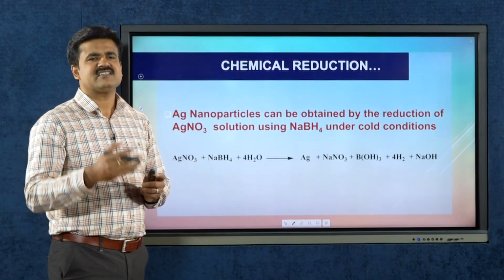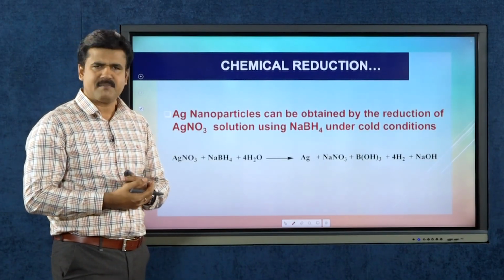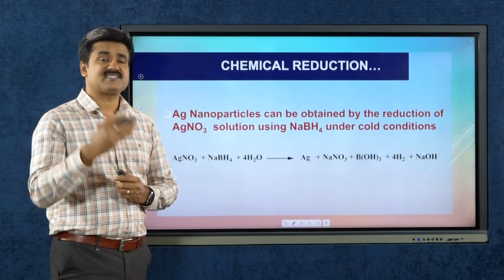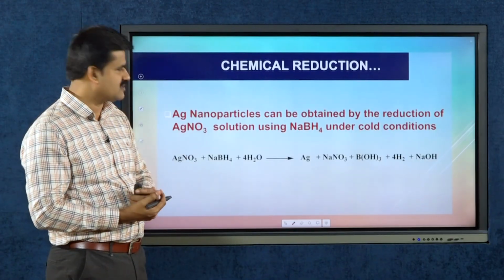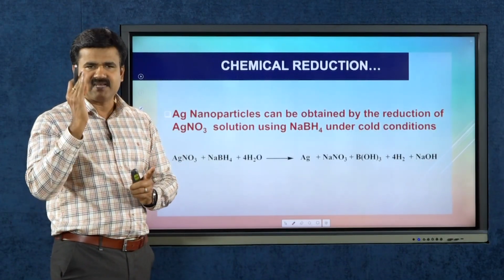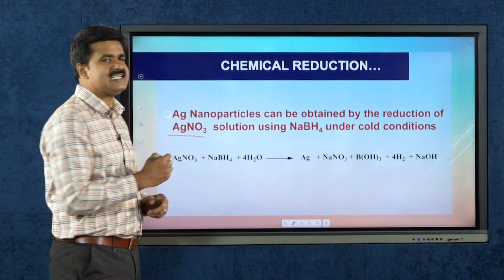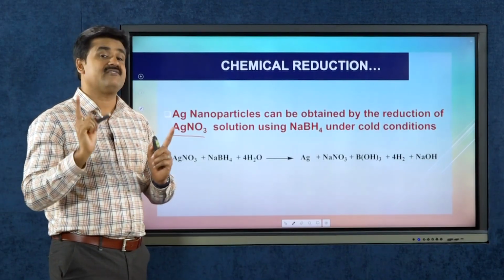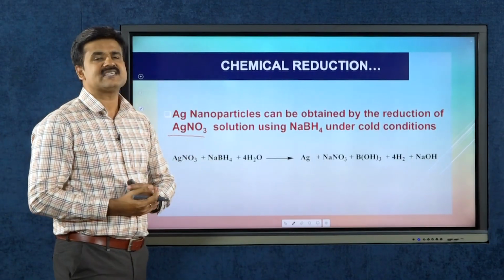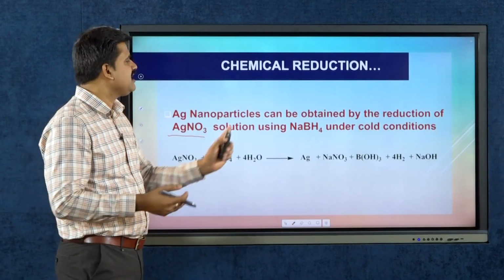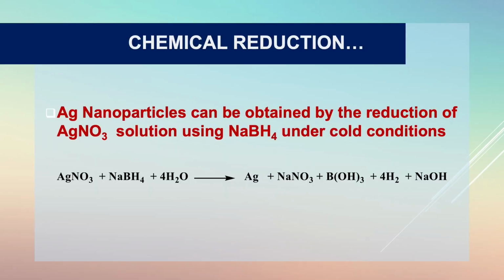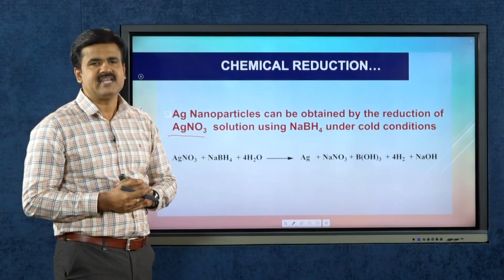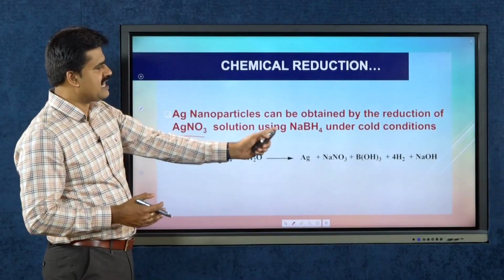I already mentioned that silver, copper and gold nanoparticles can be prepared by the chemical reduction method, and this is an illustration of the preparation of silver nanoparticles. Silver nanoparticles can be obtained by the reduction of their precursor, AgNO3. The most commonly used precursor is silver nitrate. We take a solution of silver nitrate and mix it with NaBH4, sodium borohydride, the selective reducing agent for this purpose, and the reduction is performed in ice cold conditions.